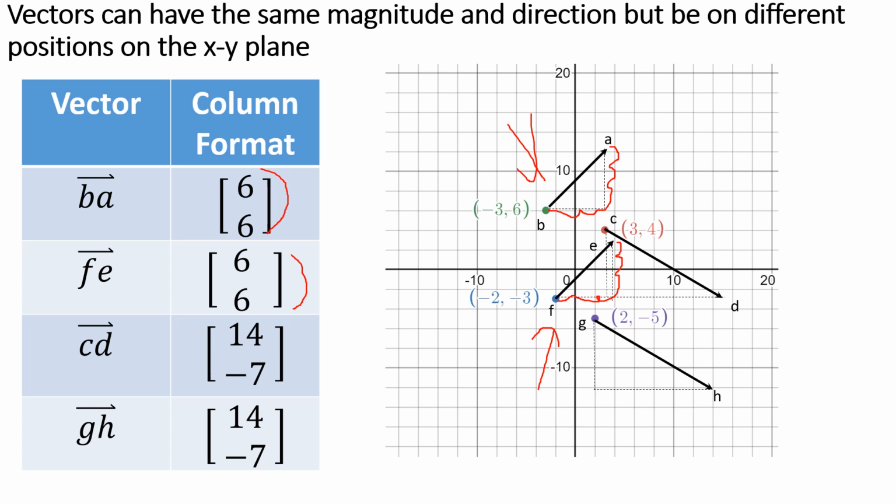CD and GH are the same thing. These are also both parallel. And you can see how I can tell parallel. The x distance is 14 on both of them. The y distance is -7 on both of them. So I know these two, they're different vectors, but they're parallel to each other.